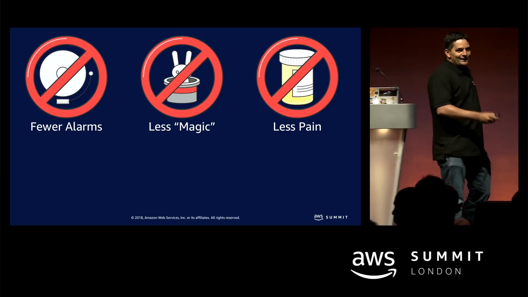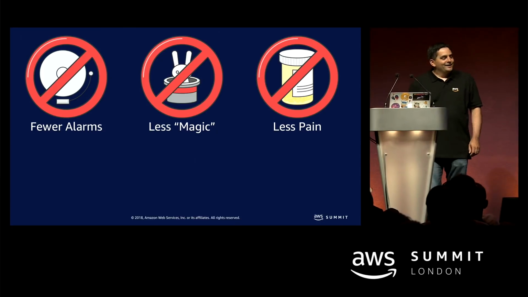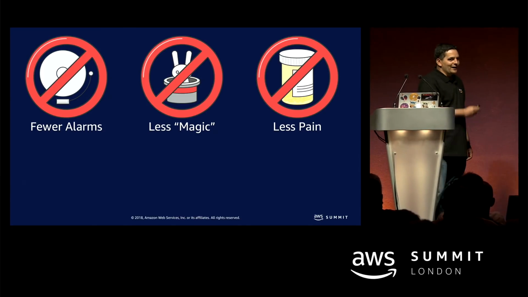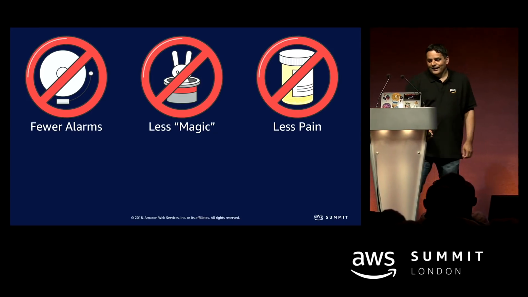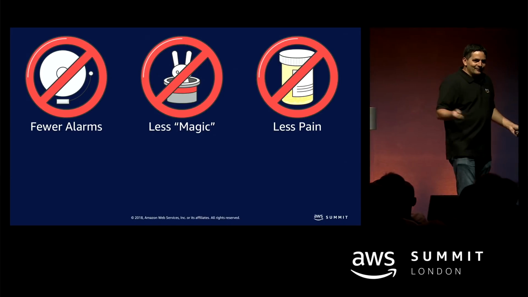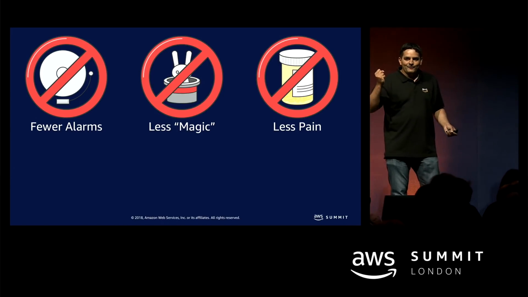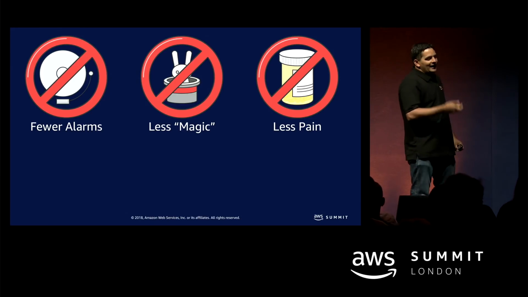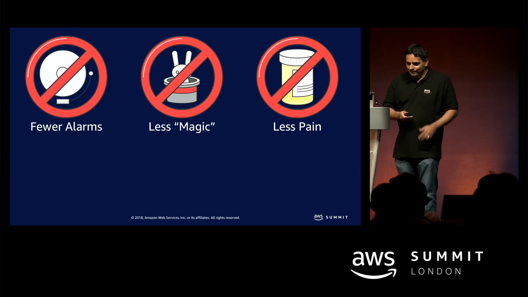Okay, so hopefully, if you do all of these things, you shouldn't be woken up in the middle of the night. Okay, it might happen occasionally, but it should happen less. There should be fewer of those moments where you or somebody else in your team magically pulls a rabbit out of a hat, and you think, how the hell did we manage to fix that? And overall, you should just have less pain.